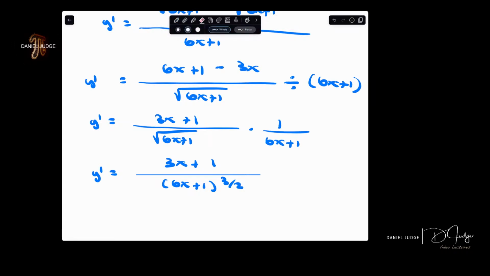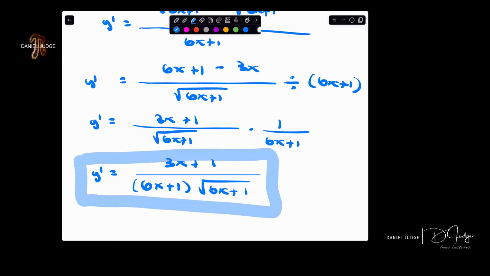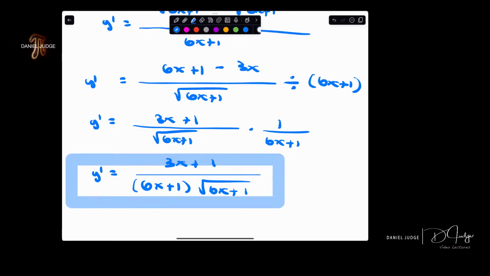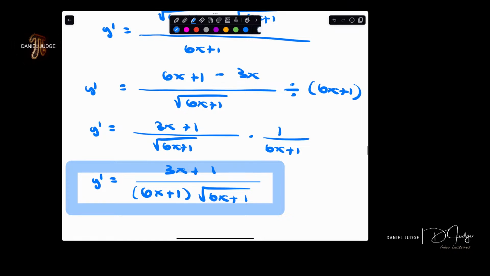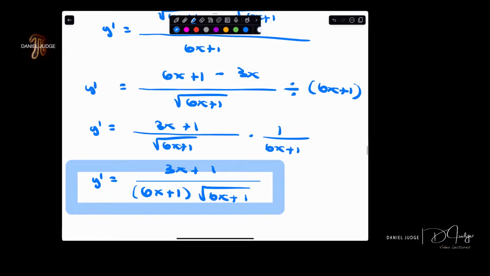Or you can write it as you see it. So you say, what do I mean? 6x plus 1 times the square root of 6x plus 1. Make sure the first 6x plus 1 is in parentheses, though. So, ladies and gentlemen, there you go. Chain rule part 2, and this involved quotient rule.